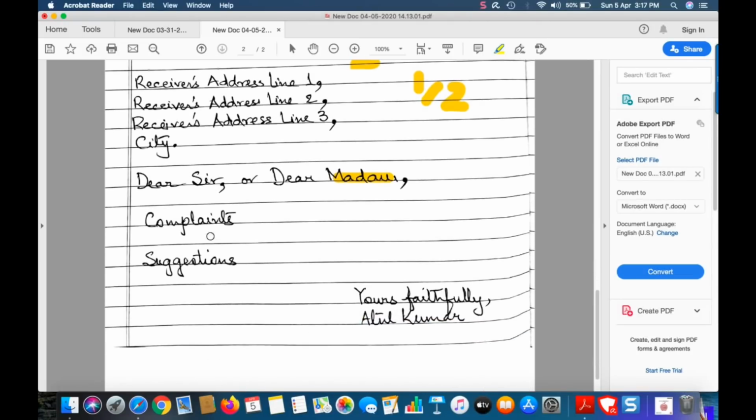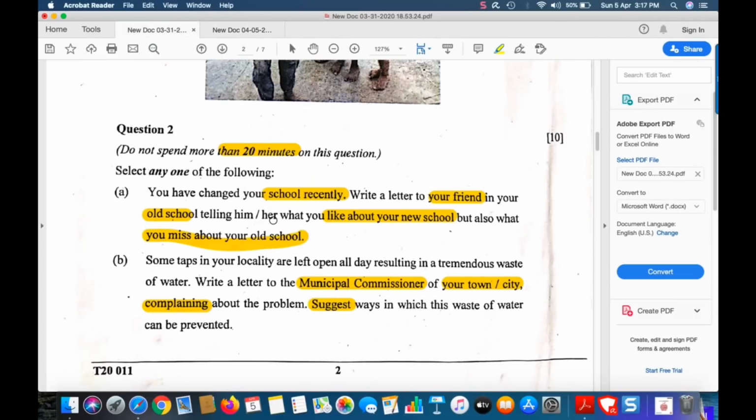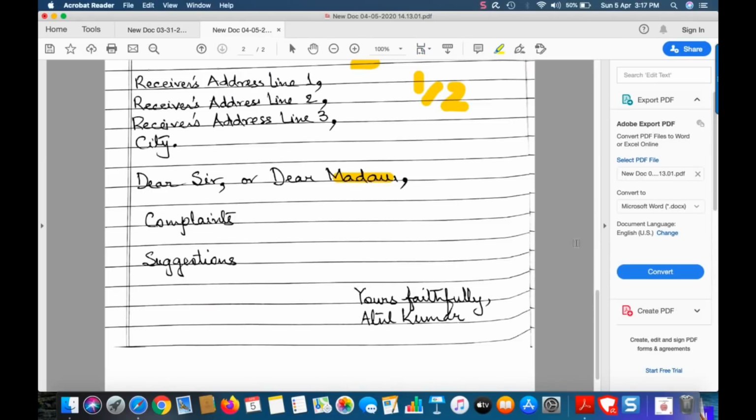Now, what are we going to write in this letter? Let us see what was asked for. We were asked to complain about the problem and to suggest ways. So these two will be having marks. Now let's go back to the letter. Now in the body of the letter, you will write the complaints and the suggestions, obviously in the form of sentences that you have to make.